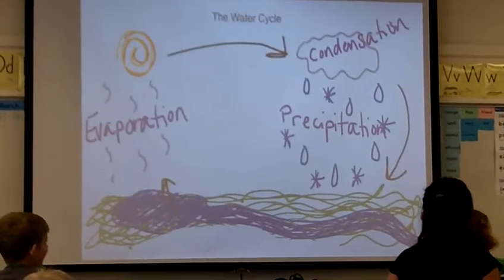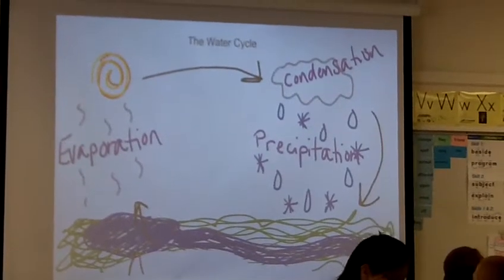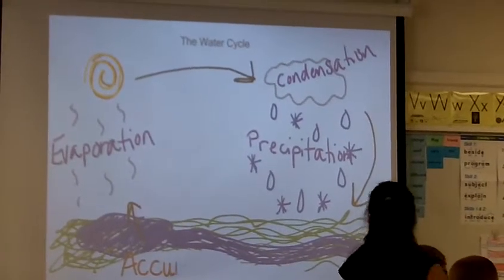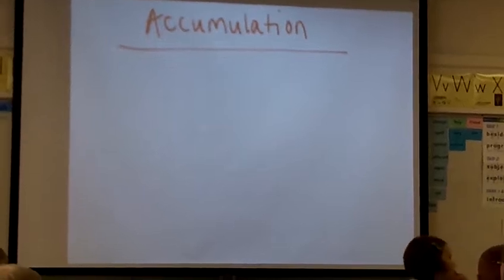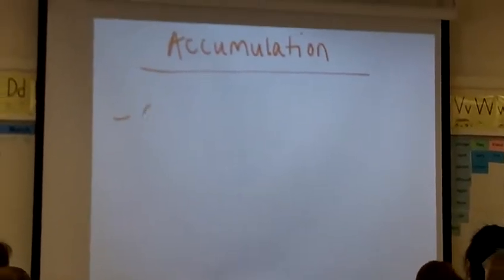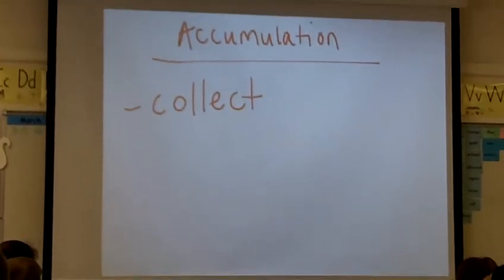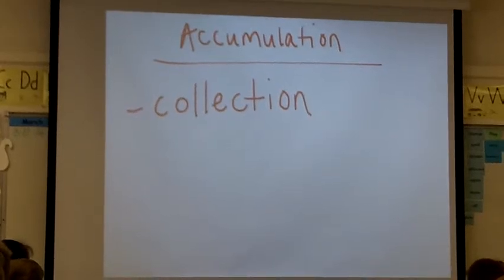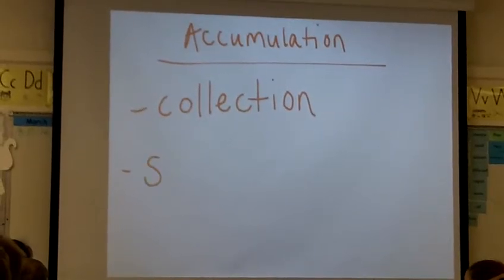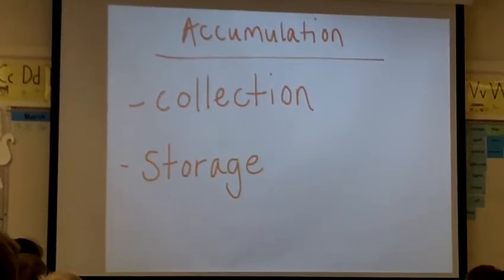In the water cycle, we are going to learn about the last stage. The last stage of the water cycle is accumulation. Ooh, that doesn't sound like fun. Accumulation is the collection of water on the Earth's surface in different places and in different forms. Some also call it storage of water on the Earth.